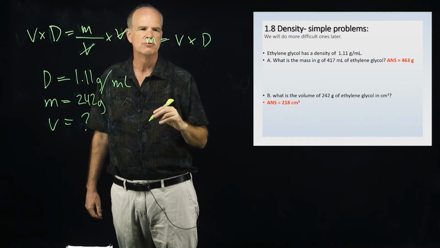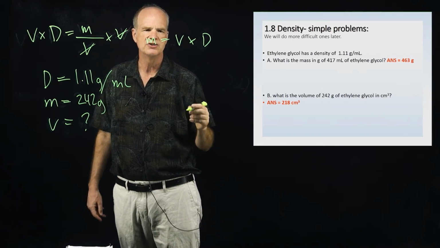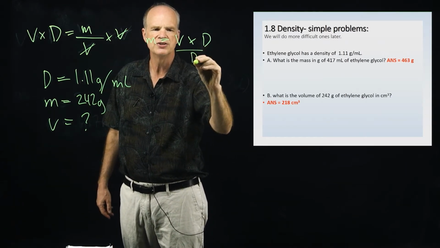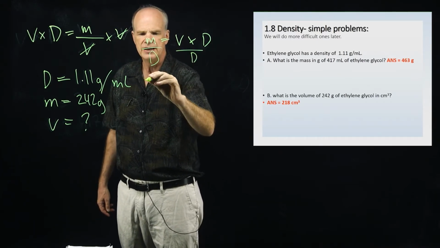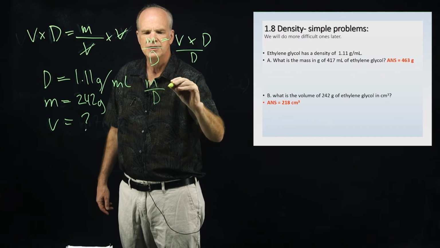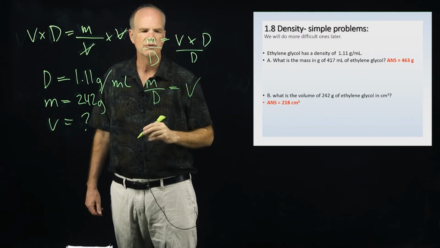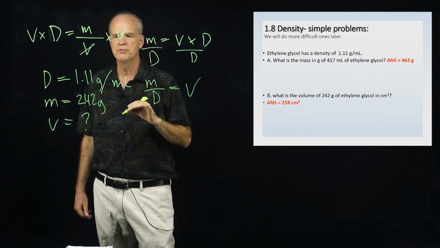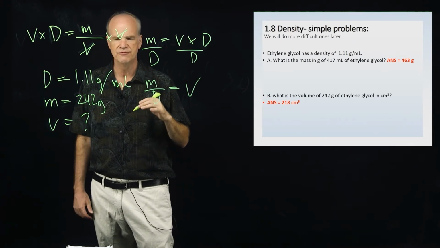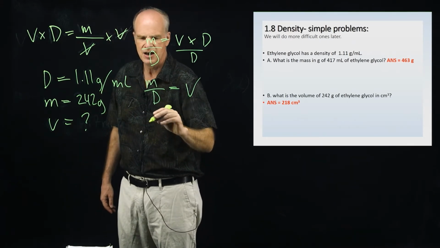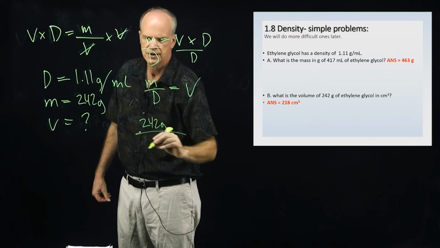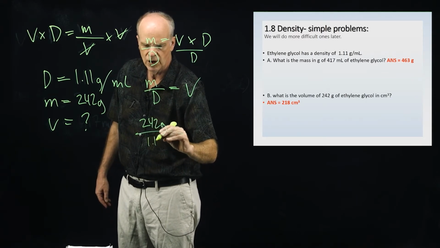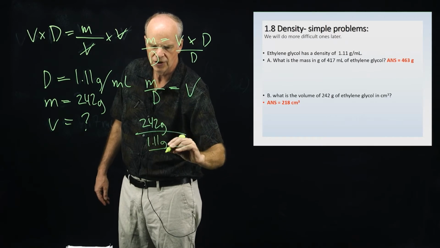Now, what we want to do is solve for V. So we want to get rid of D from this side of the equation. So we can divide both sides of the equation by D. And so if we do that, we get M over D is equal to V. And so now we have solved for V, so we should be able to plug in those numbers into M and D and find out what V is. So M is 242 grams, and D is 1.11 grams per mil.